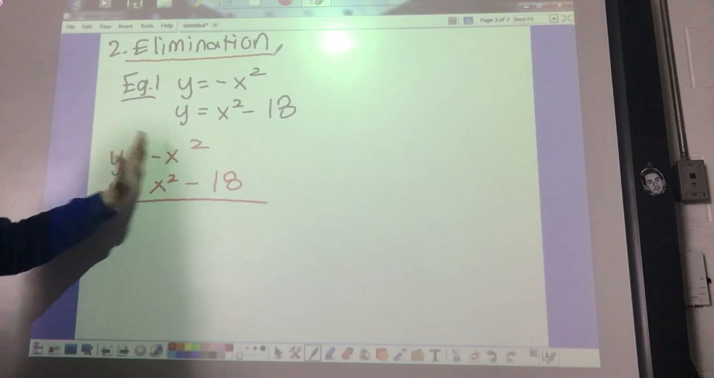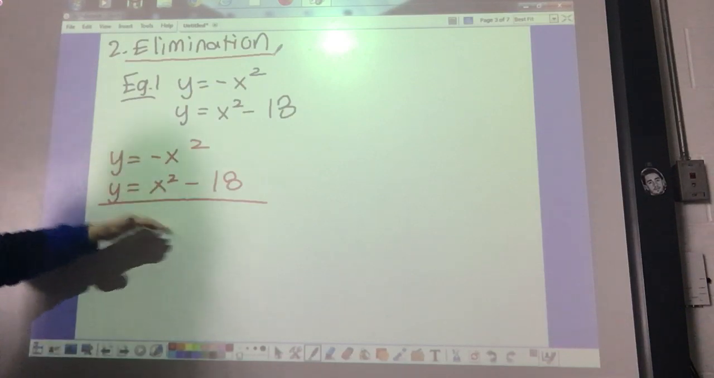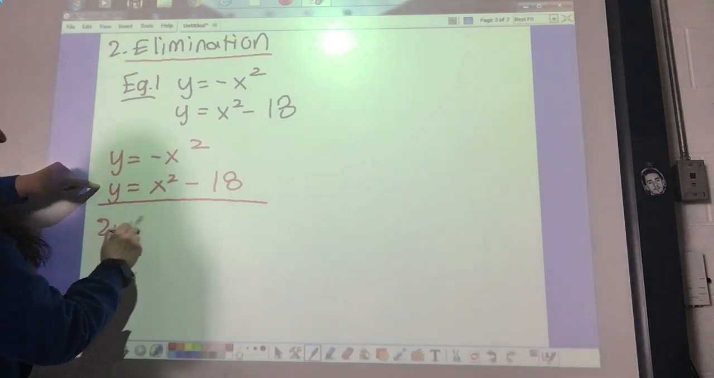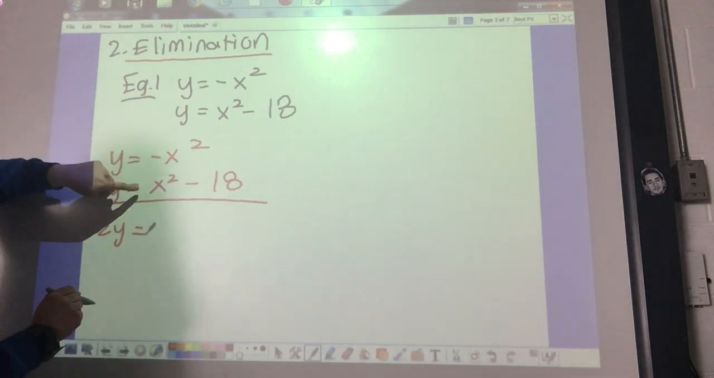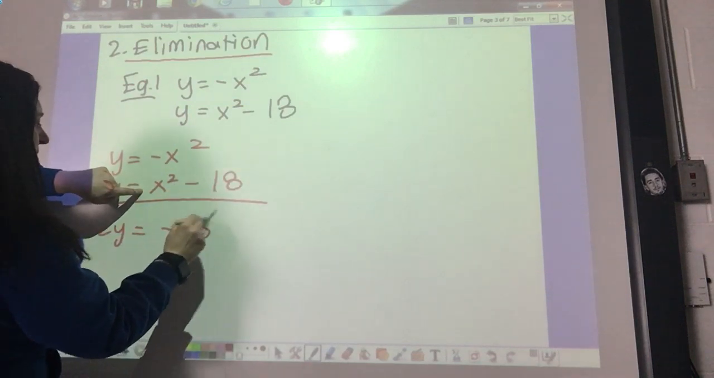Now, do we get rid of the x's or the y's? Well, it's going to be easier to get rid of the x's. So we're going to add these two equations. y plus y is 2y. Minus x squared plus x squared, they cancel out. And then 0 minus 18 is minus 18.